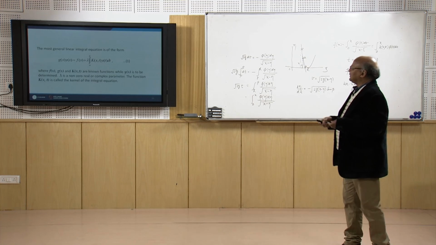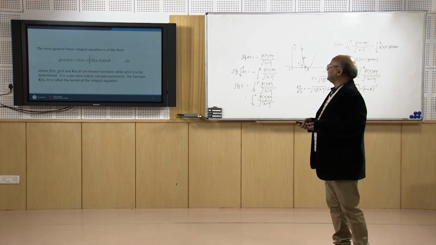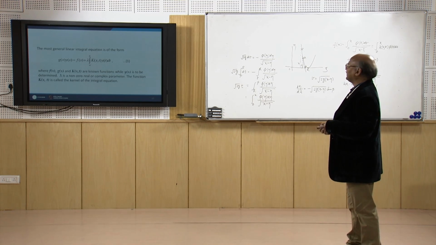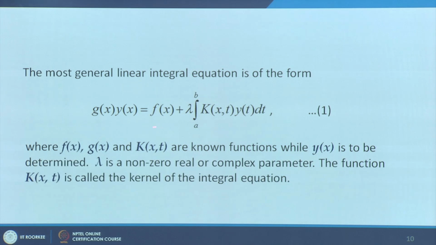Now let us discuss the most general linear integral equation. The most general linear integral equation is g(x) psi(x) equal to f(x) plus lambda times integral a to b of k(x,t) psi(t) dt, where f(x), g(x) and k(x,t) are known functions of x and t, while psi(x) is to be determined. So psi(x) is an unknown function. Lambda here is a non-zero real or complex parameter. The function k(x,t) which occurs inside the integral is called the kernel of the integral equation.